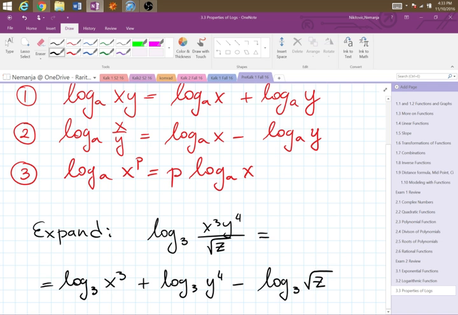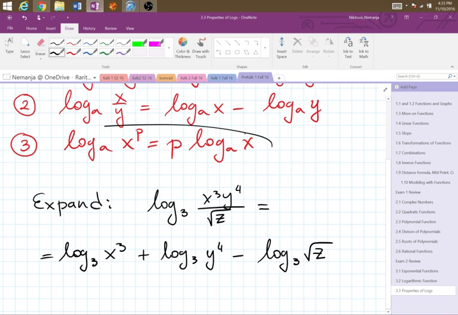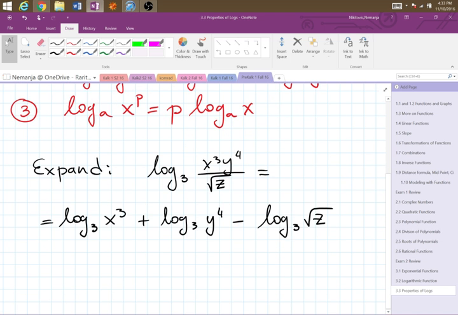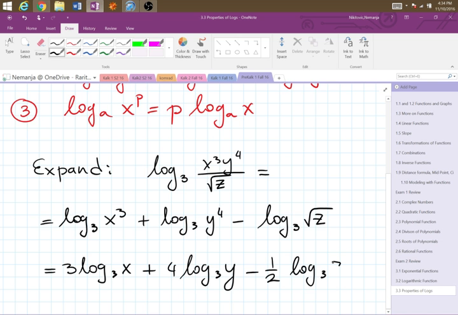The next step, we are going to take these exponents and kick them out in front of the log using rule 3. So we will have 3 log base 3 of x plus 4 log base 3 of y, and then minus 1/2 log base 3 of z. So square root is the exponent half. We know that from algebra course. And this is the expanded version.